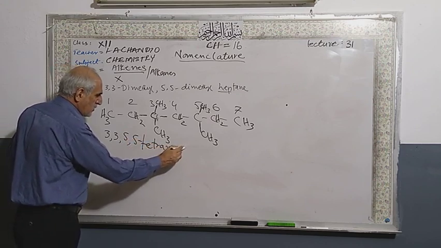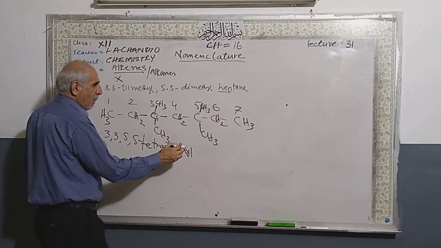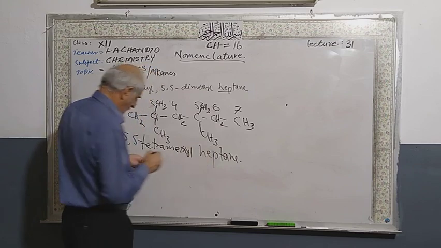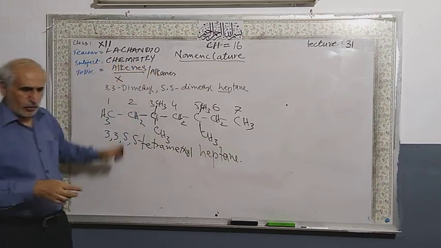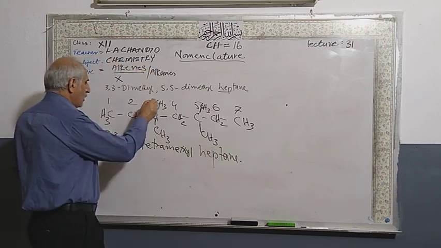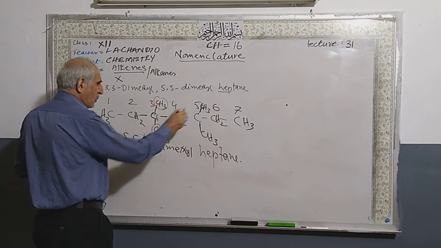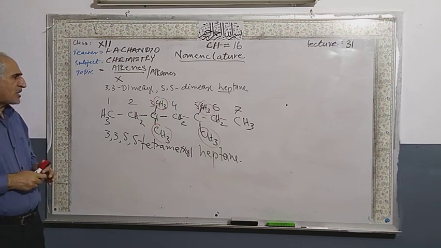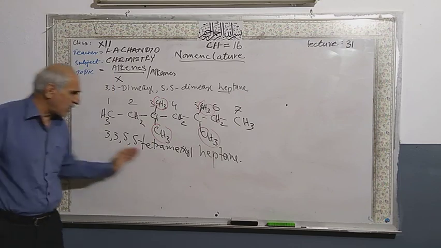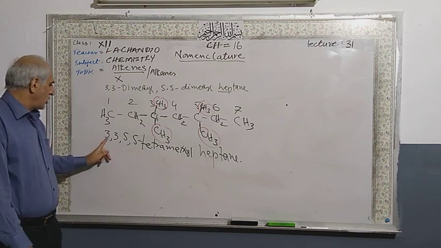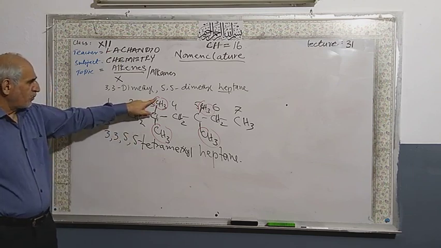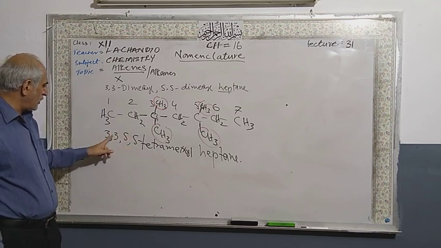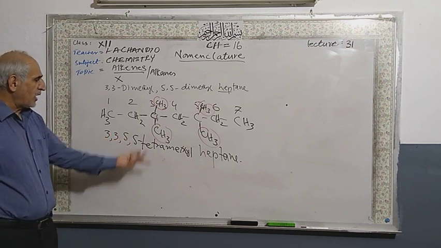tetramethylheptane. This is a methyl group, this is a methyl group, this is a methyl group, these are same. All same, position different. So collectively all. 3, 3, this one. 5, 5, this one. 1, 2, 3, there are positions. 1, 2, 3, 4. Tetra, methyl, heptane.